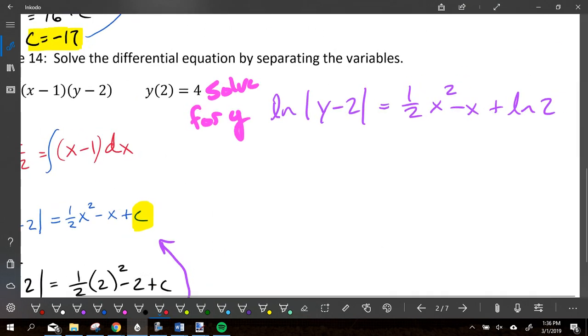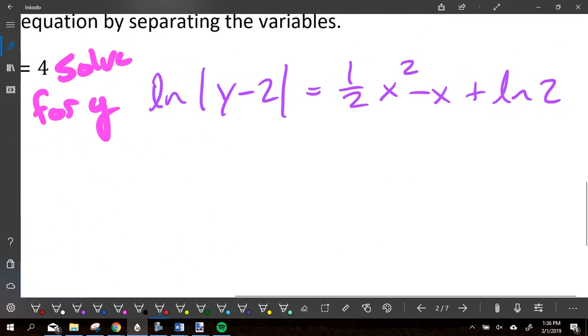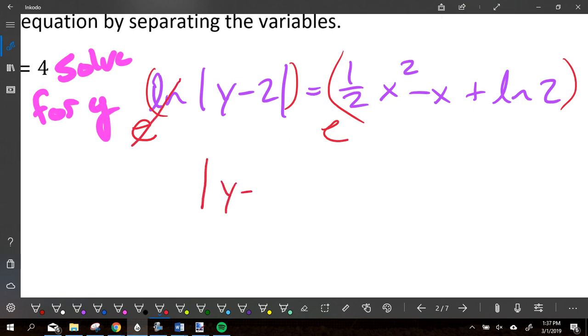All right, so let's do that now. I got to solve for y. It means I got to get y by itself. What do I need to get rid of here in order to solve for y? ln. I need to do something that does the opposite of ln to get rid of it. The opposite of ln is I need to raise both sides to the e. I'm taking both sides to the e. So if I do e to that power, e and ln are going to cancel, leaving you with the absolute value of y minus 2.